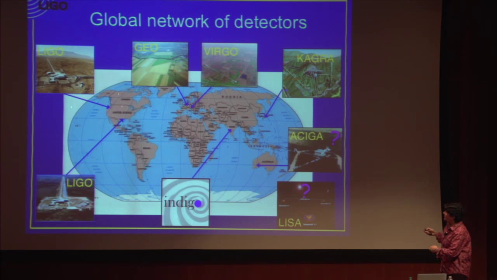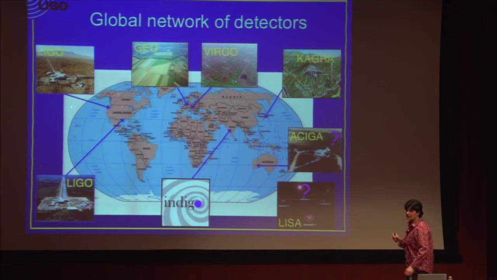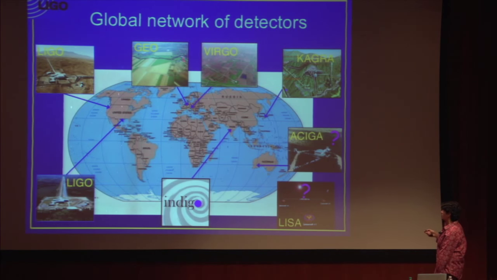Now, across the pond in Europe, there is a 3-kilometer-long detector in Italy called Virgo. And nearby in Germany, there is a small little 600-meter-long detector, GEO. And then under construction at the present time is an underground detector, a 3-kilometer-long detector in Japan, sharing the same mountain as the Kamiokande experiment, in the Kamioka mine, being constructed at the moment.